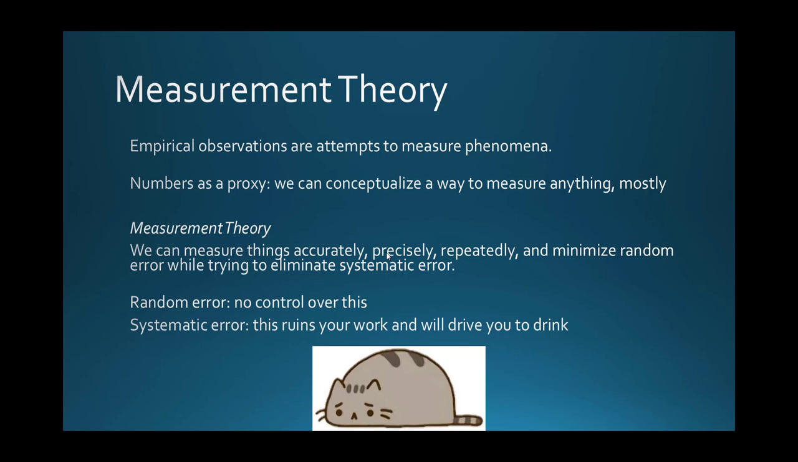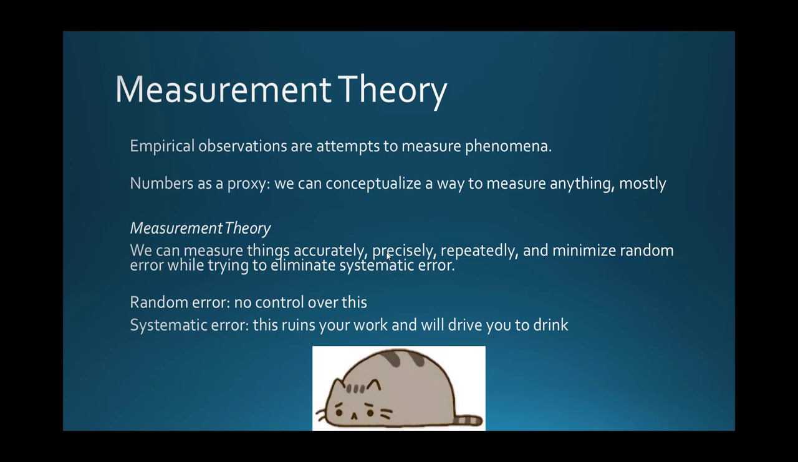Systematic error, though, that's the one that's going to make you real sad. Systematic error is something that's going to ruin your work. It is a fatal flaw. It is a bias. It is a poorly worded question that gets you wrong answers. It is confusing wording where people don't know what you're asking and then don't give you answers that reflect what you're trying to measure.